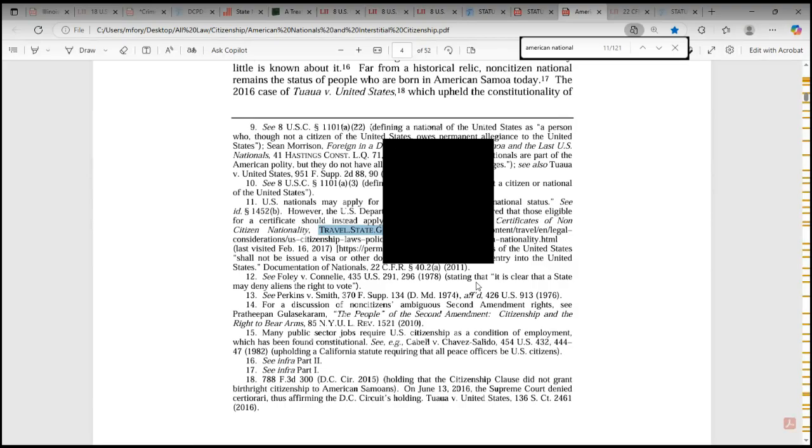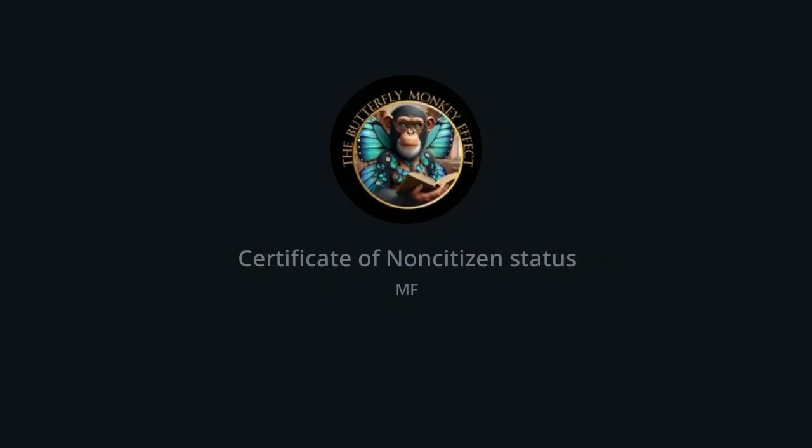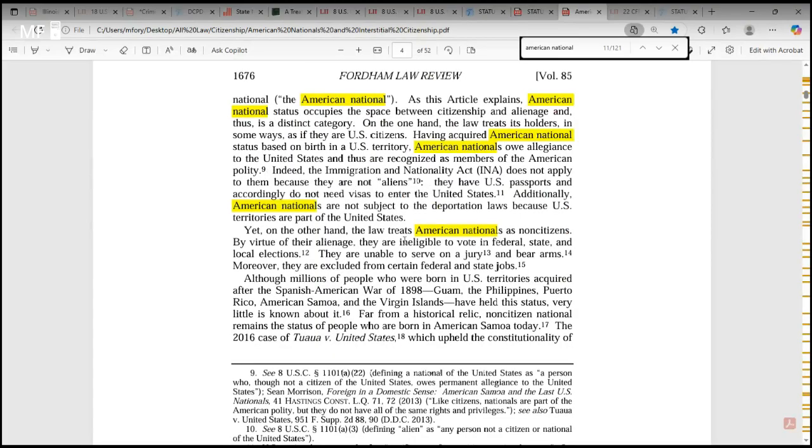But the key here to understand is what they're saying here. They're giving you constitutional law. They're giving you court cases. They're giving you things that you need to find out if what I'm telling you right here is bullshit. But they flat out tell you, having acquired American national status based on birth in a U.S. territory, American nationals owe allegiance to the United States and thus are recognized as members of the American polity.